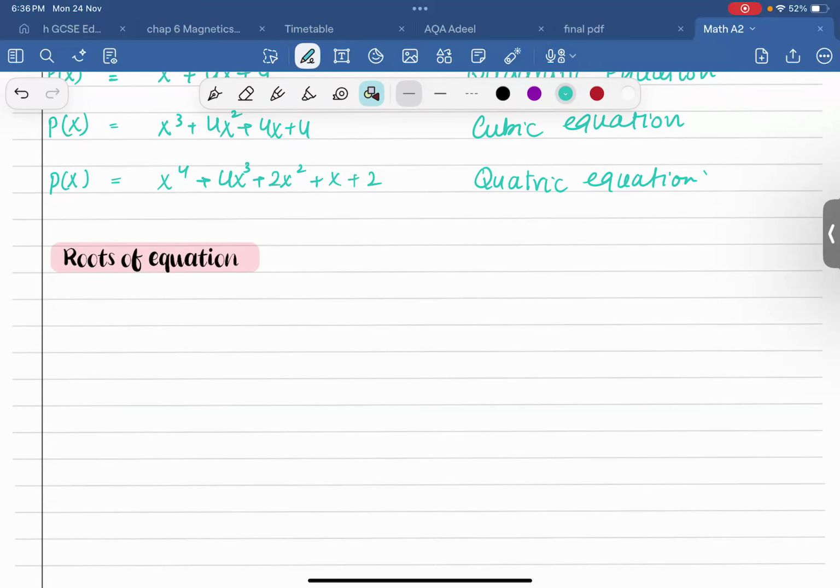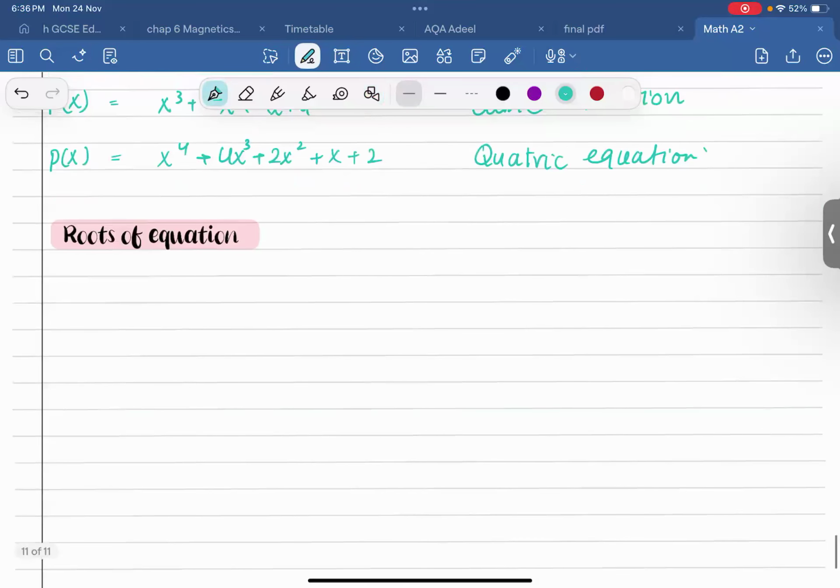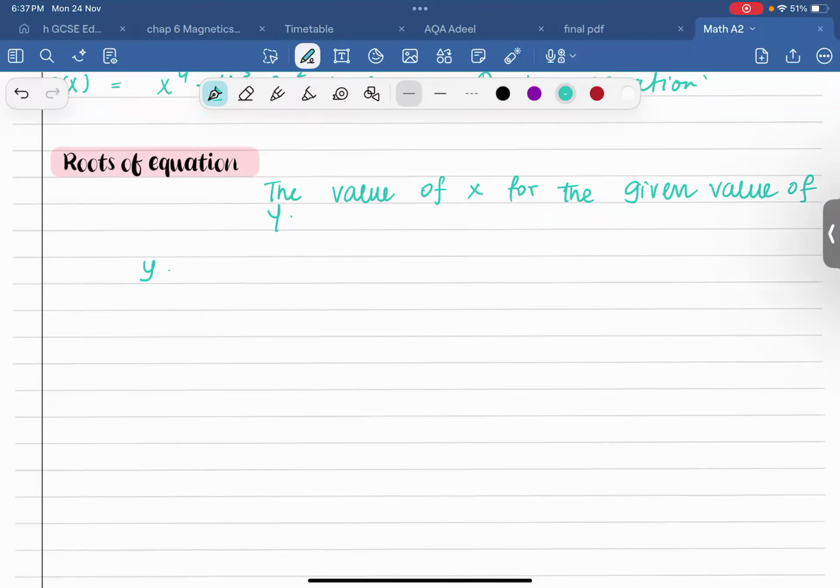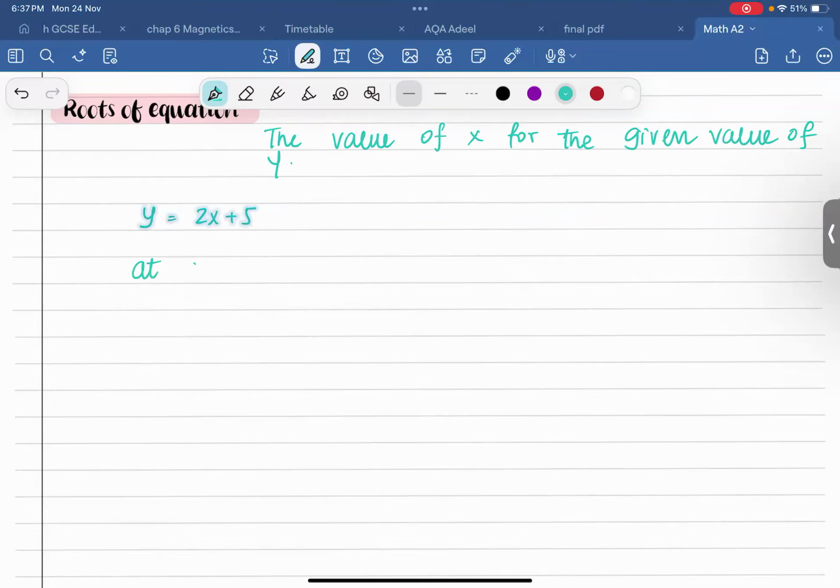So we say that the root of the equation is supposed to be the value of x for the given value of y. Okay, right. So for example, if I have y equals 2x plus 5, okay? And let's say at y equals 0, can you guys find out the root of x?